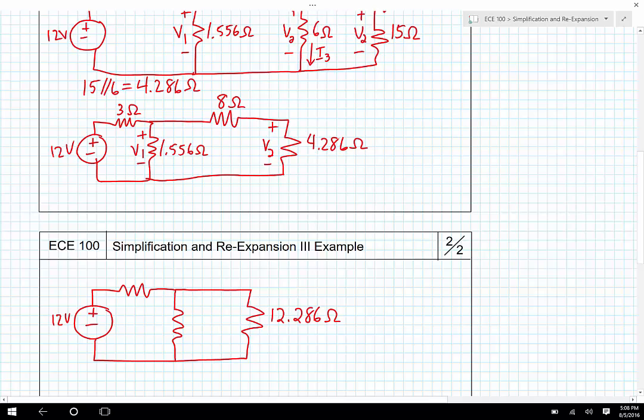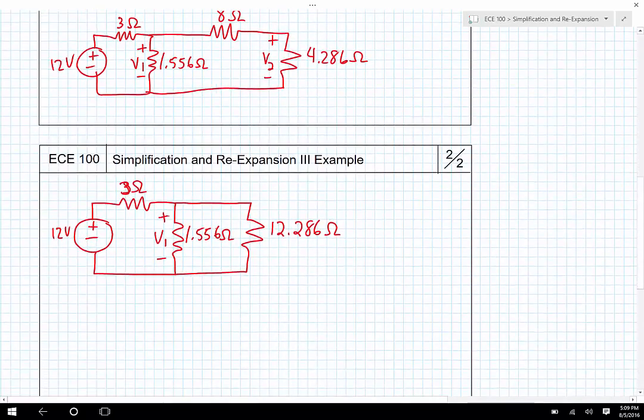12.286 ohms. And then this is still 1.556 ohms. This one is 3 ohms. Write that more clearly. And this is still V1. But when I combine these, the 8 and the 4.286, the 4.286 was the only one that had V2. So V2 can no longer be labeled on this version of the circuit.